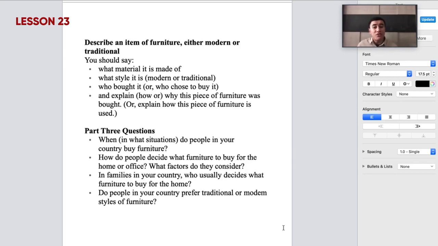Do people in your country prefer traditional or modern styles of furniture? You can say this is a very difficult question, because families in your country are different, and most of the time they go for traditional furniture. But now the number of families trying to buy modern furniture is increasing, and of course you can add certain details to your answer.